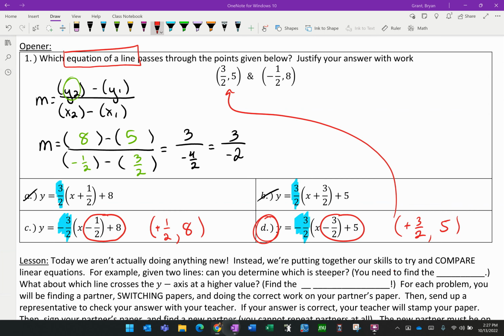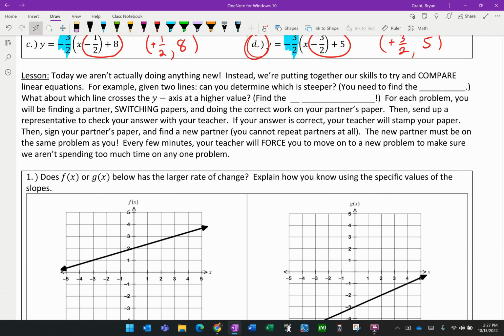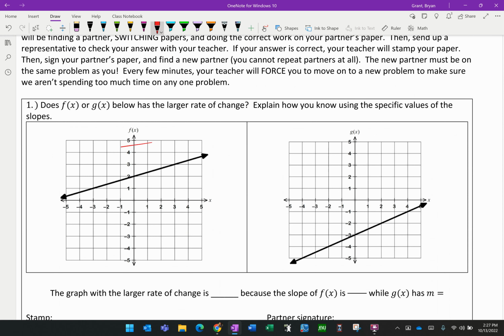All right, let's go ahead to our main event for today, because we're not actually learning anything new today. Instead, we're putting our skills together, and we're going to try and compare linear equations. You're going to be given 2 or sometimes more than 2 different lines. And sometimes the lines will both be given as graphs. Like in problem 1, we have a graph, and they're going to ask you questions about the 2 different lines.